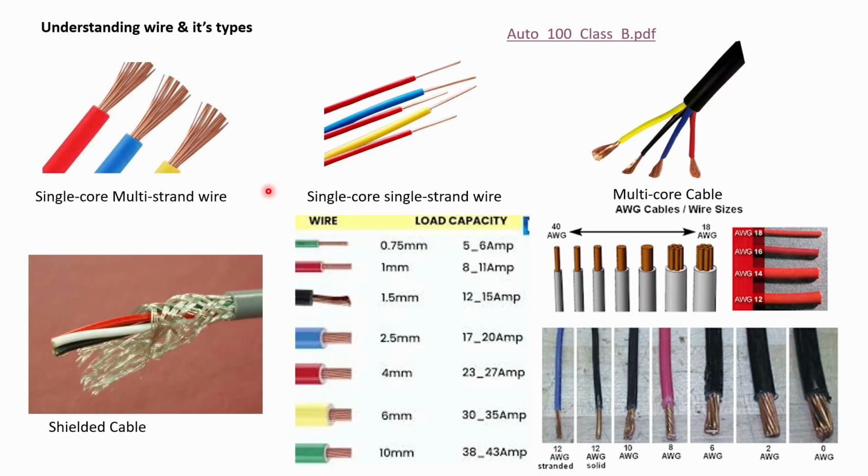Hello. In this module, let's understand what is wire and what are the types of wires which are used in the wiring harness. As selection of wiring harness is a very important decision taken by the design engineer. So in the first picture, there is a wire called single core multi-strand wire.